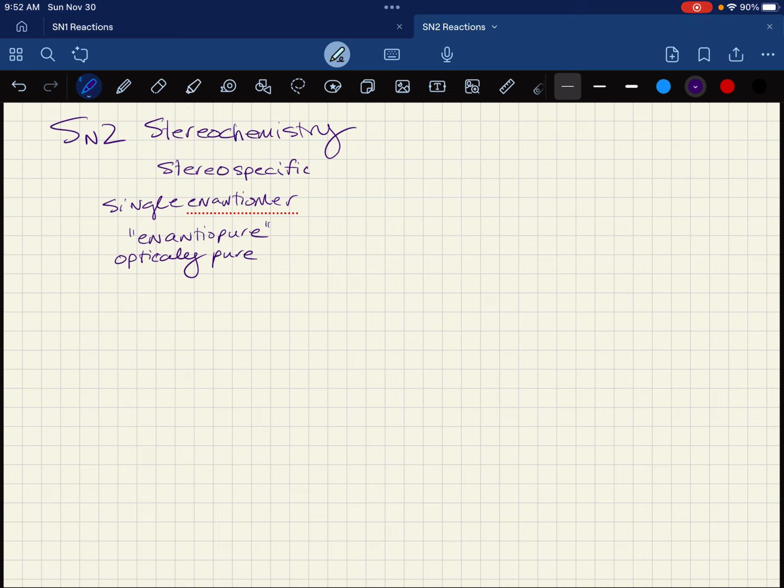and it would be called optically pure because you'd have a single stereoisomer present, it would be chiral, and you would be able to use plane polarized light in a polarimeter and get the specific rotation for the molecule. So if we have a single enantiomer starting material, then we're going to get a single enantiomer product.